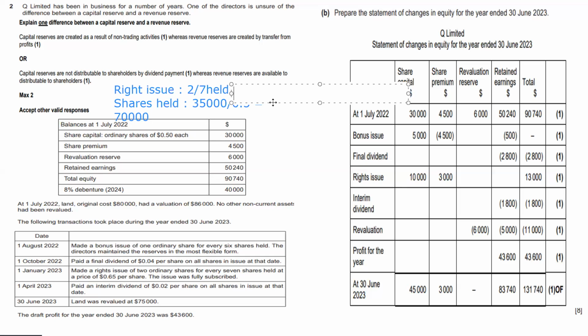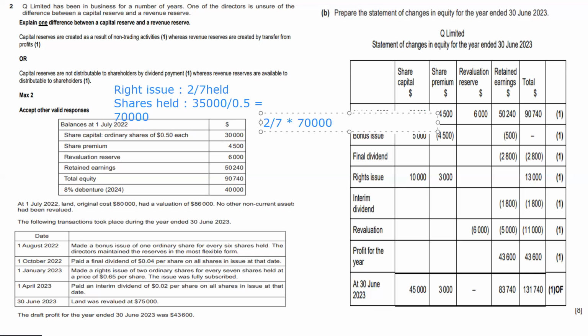How many shares are held with you? Now 70,000. So the rights issue will be how much? You'll multiply 70,000 by 2 upon 7. So how many thousand shares? 20,000. So you will give 20,000 shares as a rights issue. Are you with me?